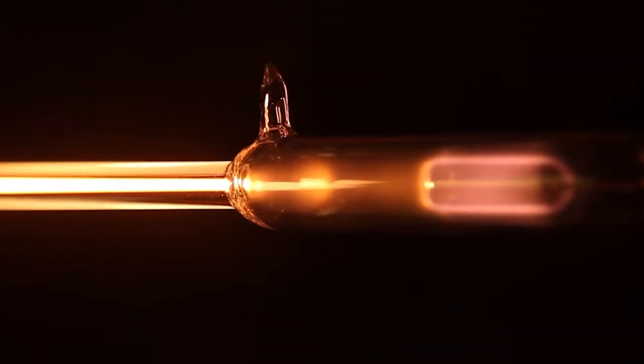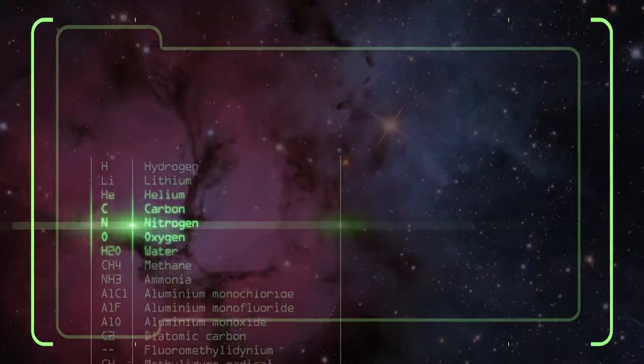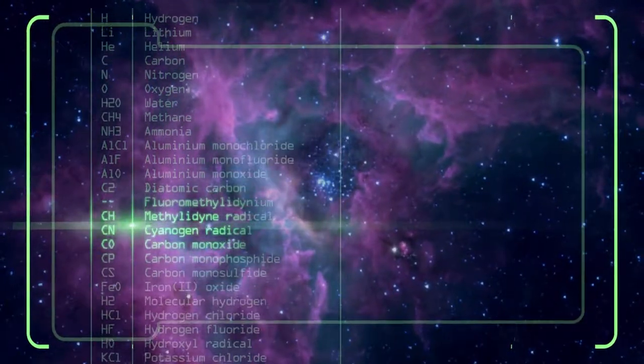When we look at a beam of light, it may look simple. But within every beam of light is a story of its origin, what kind of substance it came from, and what kind of substance it might have passed through.